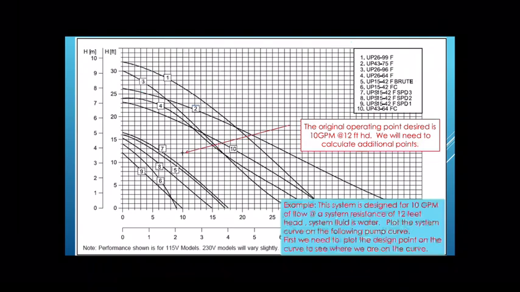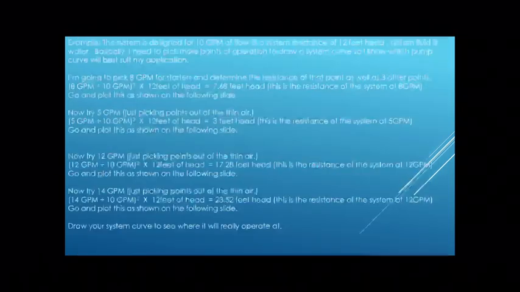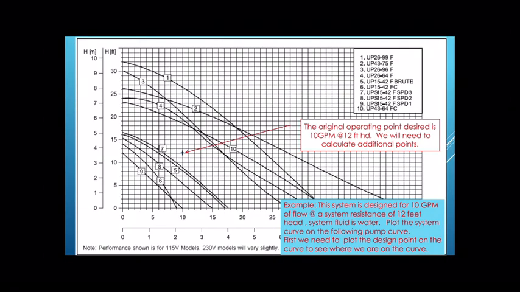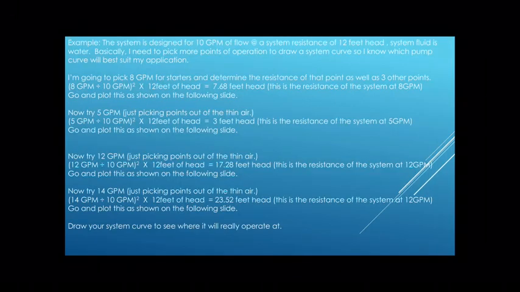Now, if the original point was 10 GPM at 12, we'd have to calculate some other points because, well, what do I want to do? How am I going to know where we're really going to run? And then, of course, I have to plot those points on the curves, just like we did earlier. And that would tell us exactly where the system will end up running. So I've already done some of the calculation here, where I took the 10 GPM at 12 and plotted it on the chart. Now you'll notice it didn't land on any points. I'm already right here.